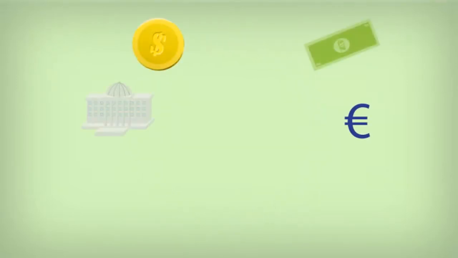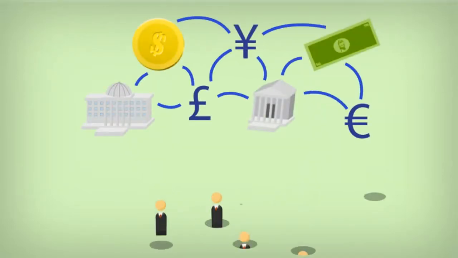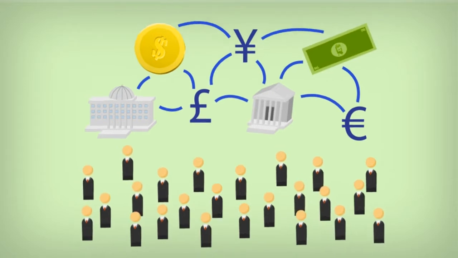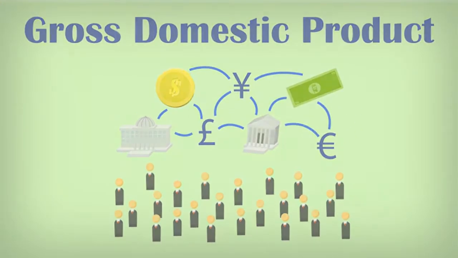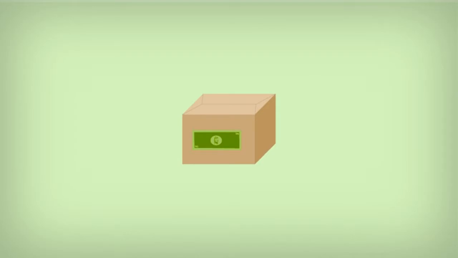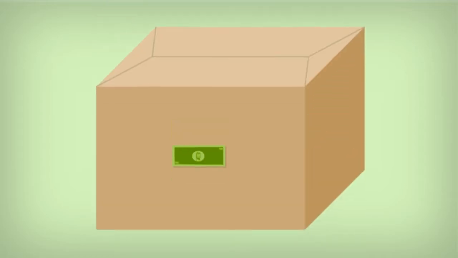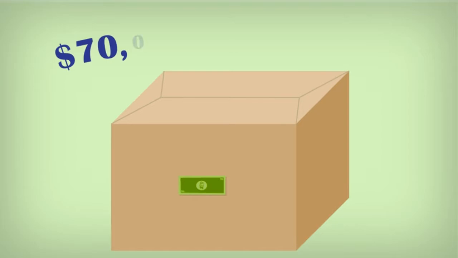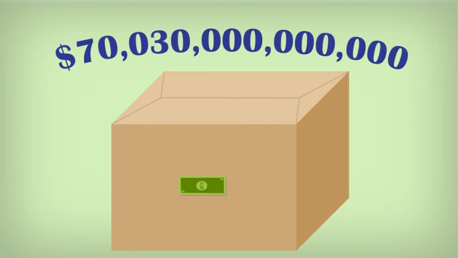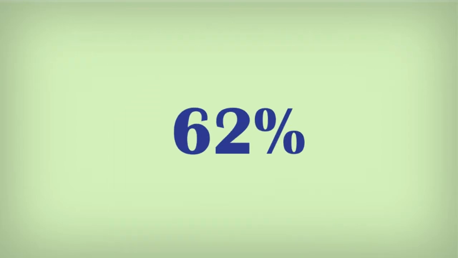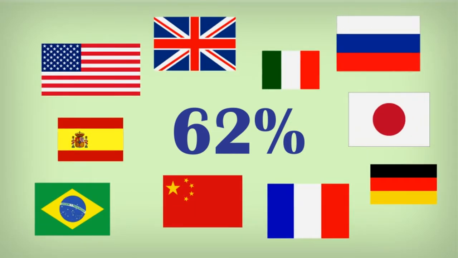A national economy is a complex system that includes many participants and is measured based on gross domestic product. Gross domestic product is one of the indices that serves to assess the economic resilience of a country. Based on data from the International Monetary Fund, the IMF, the gross domestic product of all world nations stood at $70.03 trillion in 2008, where 62% of this sum was produced by the 10 strongest nations.